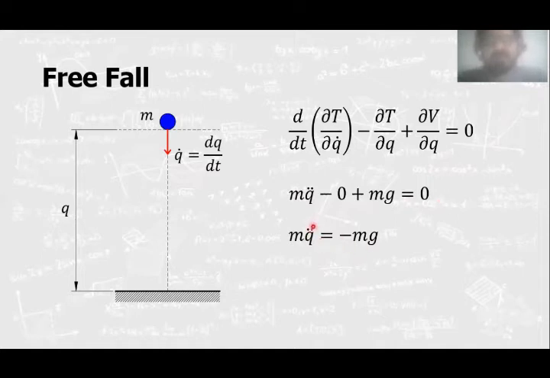Now we can eliminate the mass, and we have q double dot, which represents acceleration. In this case, it is equal to minus g, minus gravity. Approximately, it is equal to minus 9.81 meters per second squared.